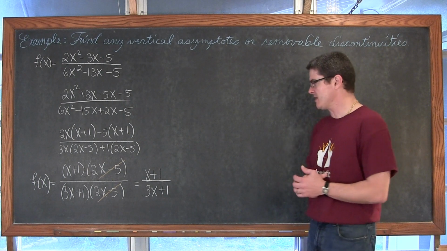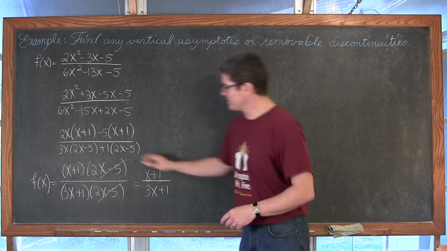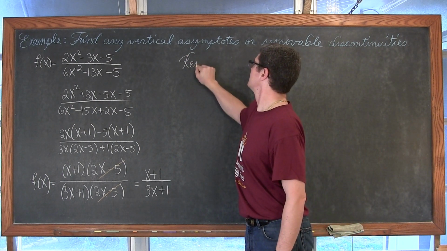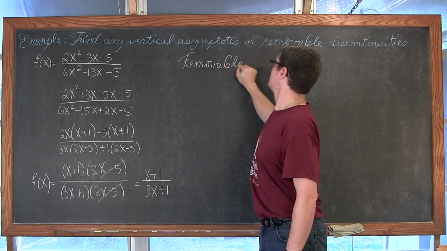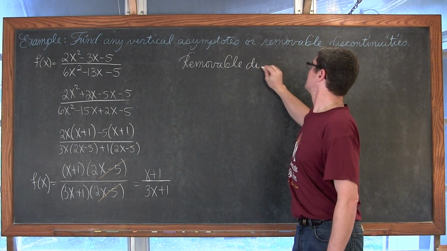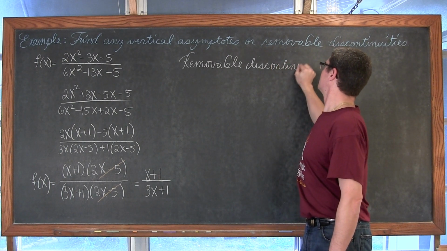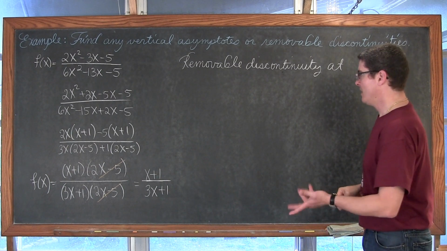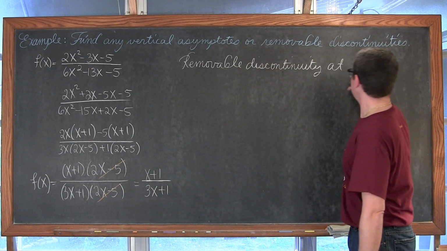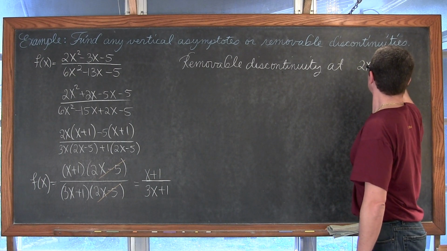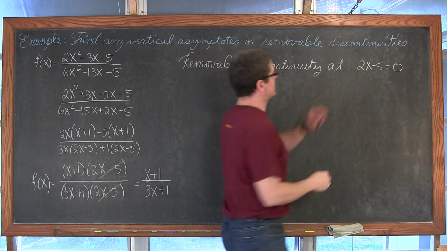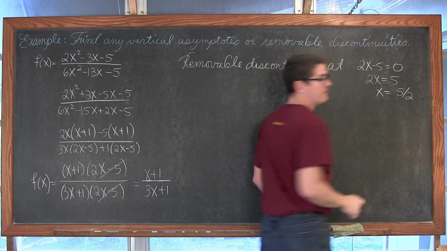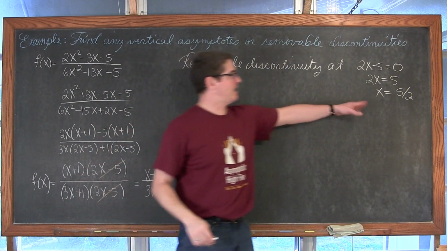Well, the 2x minus 5 canceled out, so it looks like this factor that's canceling out is going to give us a removable discontinuity at, let's see, the 2x minus 5, if that is equal to 0, and we solve it for x, we get 2x is equal to 5, so x is equal to 5 over 2. So we have a removable discontinuity at 5 over 2.